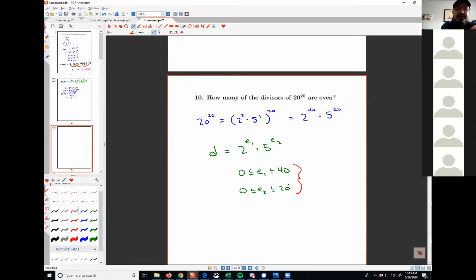Okay, let me think through it. Every divisor has to be multiplied by 2 at least once. There needs to be at least one power of 2. So the exponent e1 must be at least 1. Yeah. And now we want to count the number of ways that we could fill in the divisors.